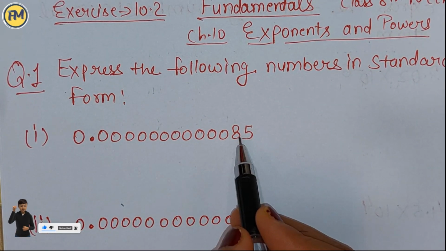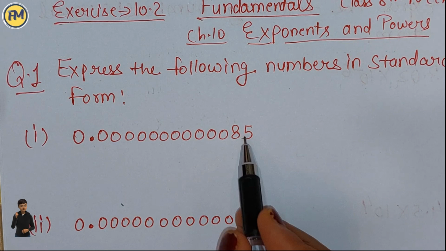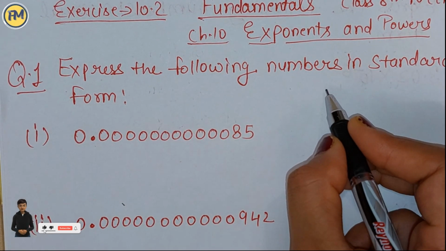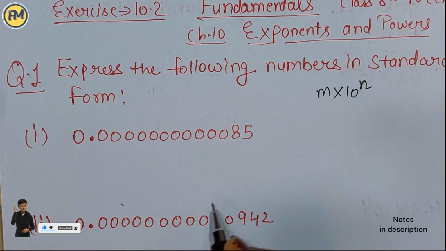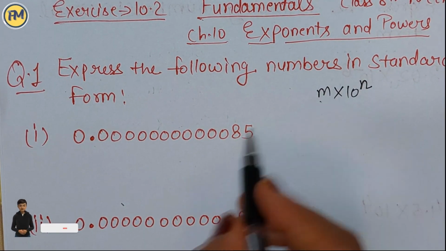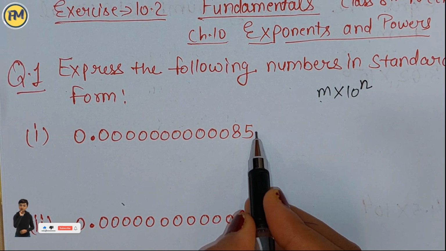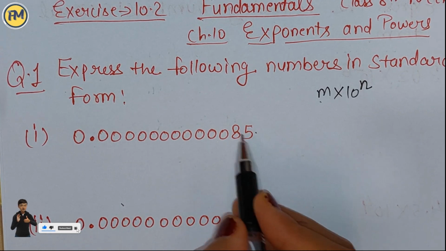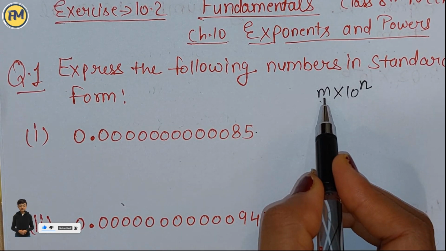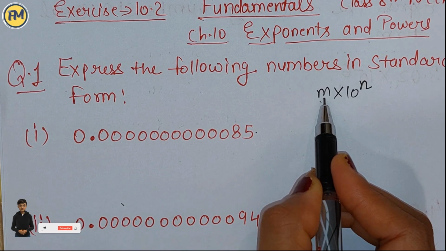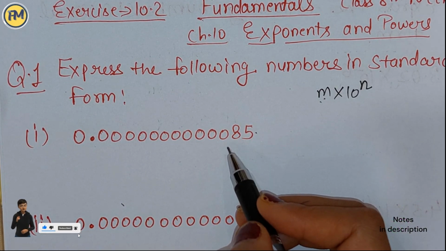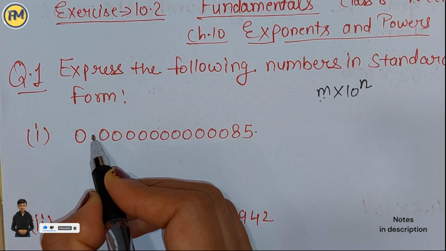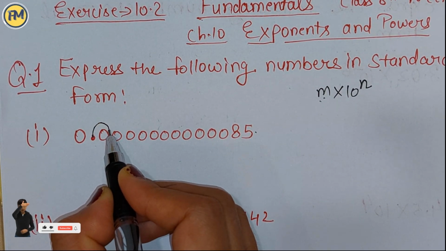Why are we moving this decimal point here? Because your standard form is m into 10 raised to the power n, yes or no? And m must be less than 10, so we are not shifting the decimal point here. If you put the decimal point here, it will become 85. So we will shift this decimal point and count the steps.